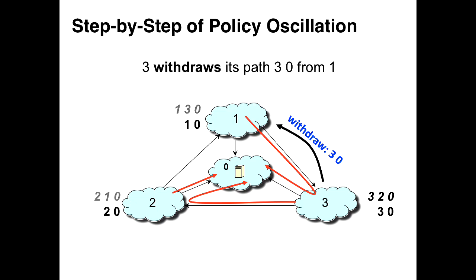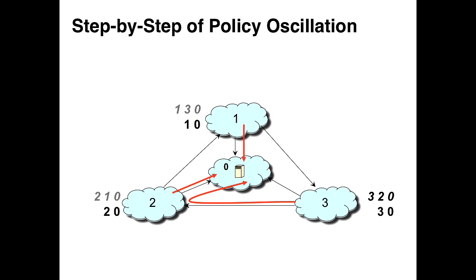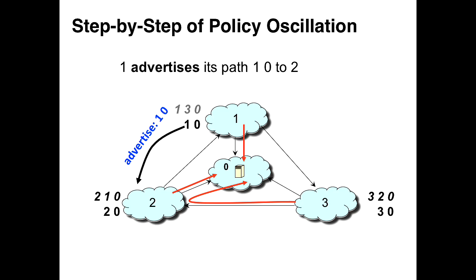What does 3 do now? It withdraws the route 3, 0. It's not using it anymore. So what does 1 do? Go back to 1, 0. Right? What is 1 now going to do? We're going to go around in circles, so this should be, at some point, easy. Any takers? What is 1 going to do? It's going to advertise 1, 0.